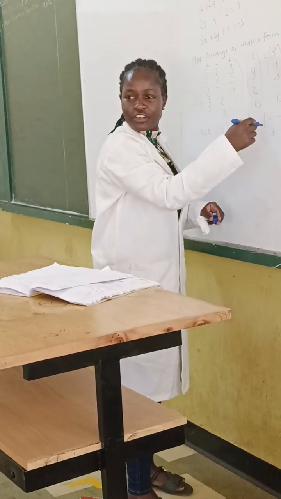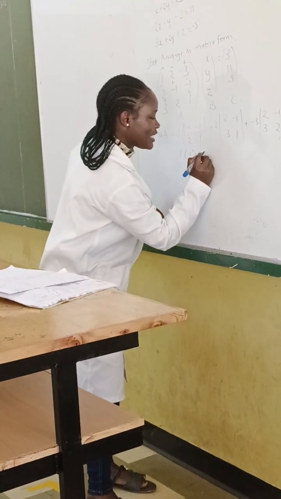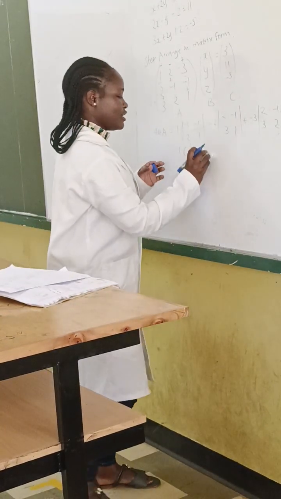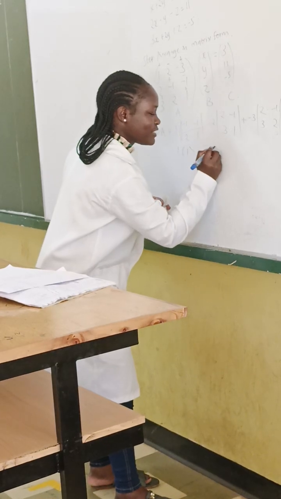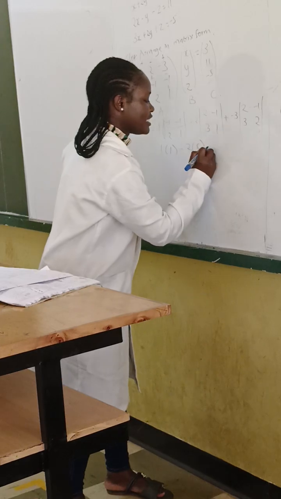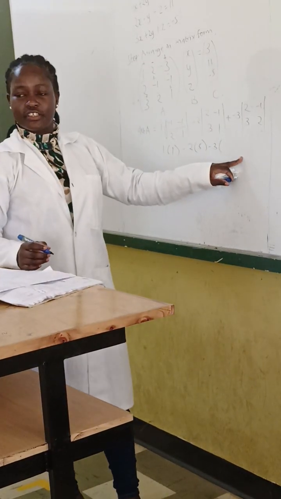5 for the whole thing. Okay, so that is minus 5. 2 into 5. Okay. 2 times 5. Minus 3. Minus 3 into 7.